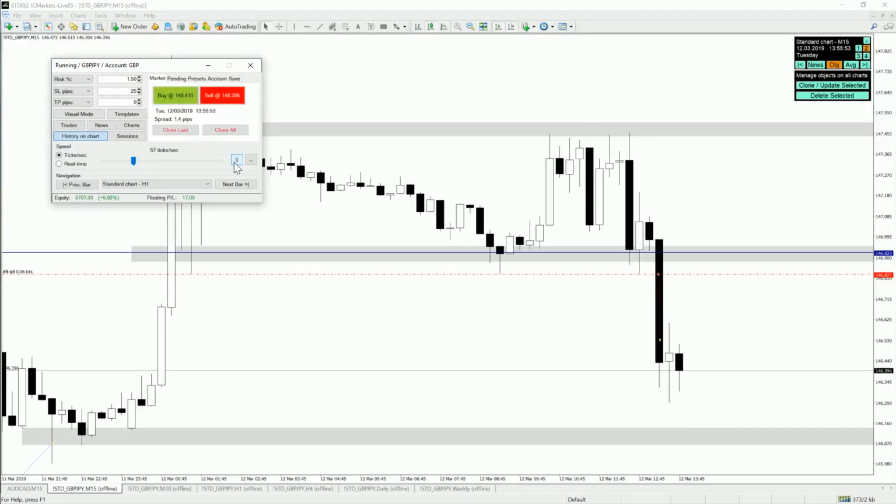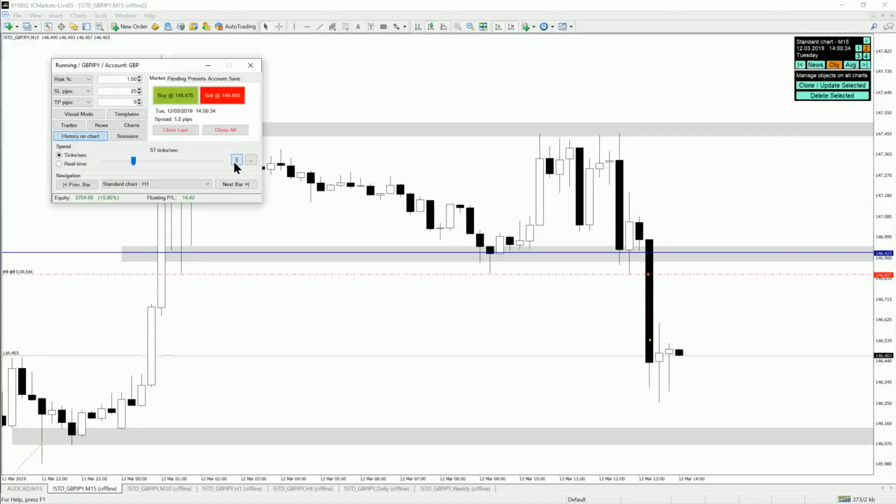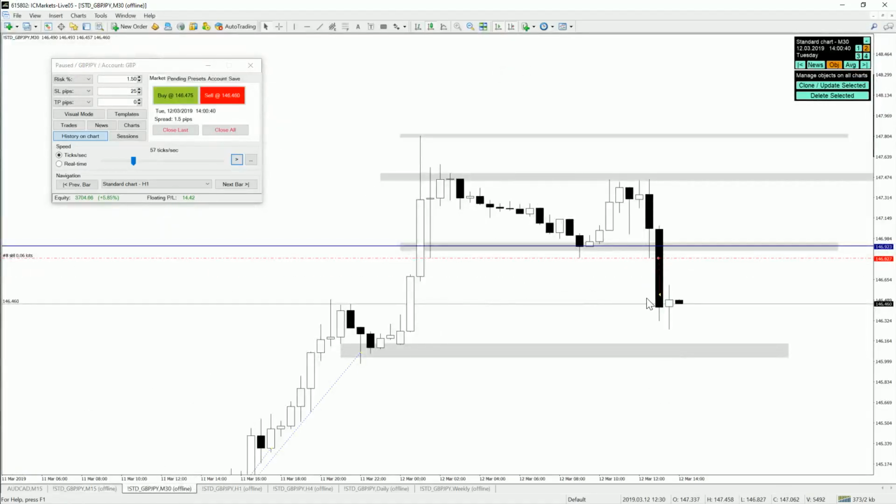Oh, looks like we're going to get that close over here. That close is coming in. Oh, wow, look at that. It's going to close bullish. Look at that candle over there. Look at that 30-minute candle. The 30-minute candle also closed bullish. We can't take a sell.